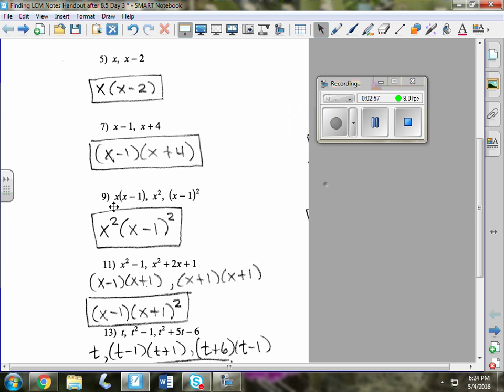Looking at the next one, here I've got an x and an x minus 1 and an x squared, and then an x minus 1, the quantity squared. So bases are x and x minus 1. Right here I've got an x squared, so we need this one squared. The x minus 1 occurs twice here, so I need an x minus 1 squared. So there's my common denominator.